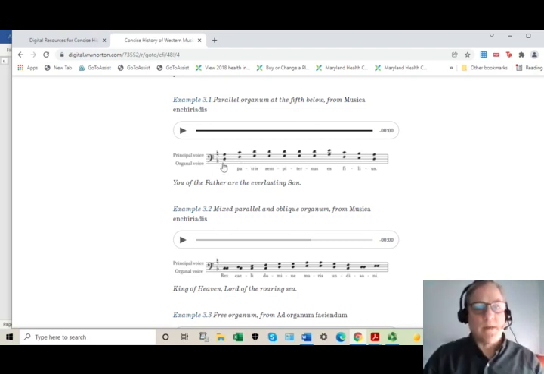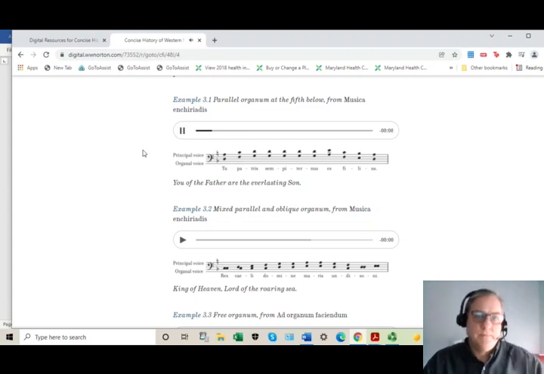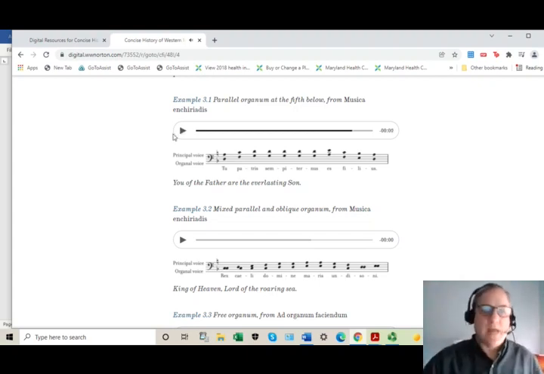This is what that would sound like, and this is, for those that know music theory, a perfect fifth series of intervals here. So all these are at the fifth. Here's what this would sound like. So you can see it has a more resonant type of sound to it.